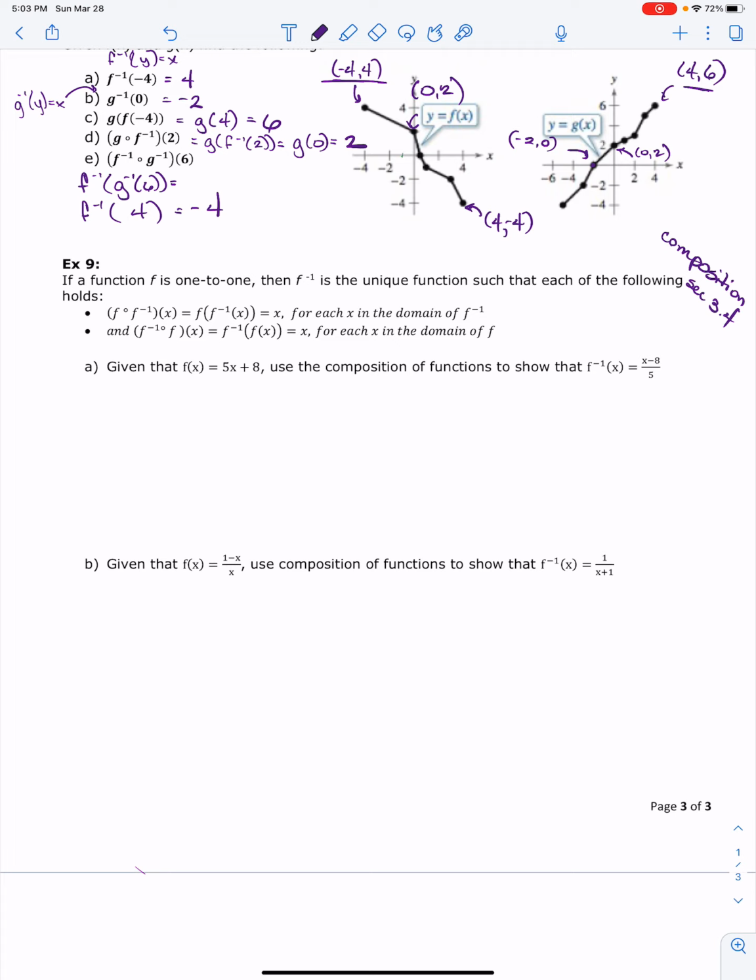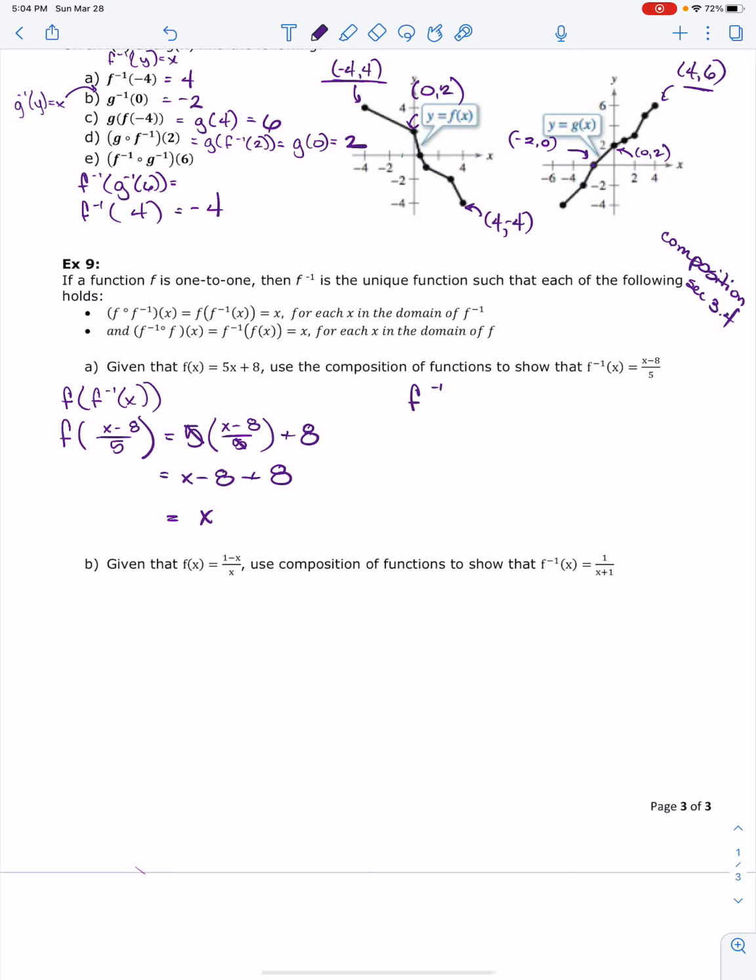Which direction do we want to go? It doesn't really matter, we could go either way. Let's go f of f inverse of x. When I plug x into f inverse, I get x minus 8 over 5. That is the input for function f. So I've got 5 times x minus 8 over 5, plus 8. My 5s are going to cancel. I get x minus 8 plus 8. I get what we started with, just x.